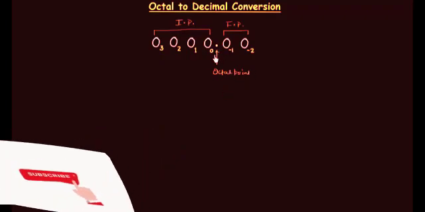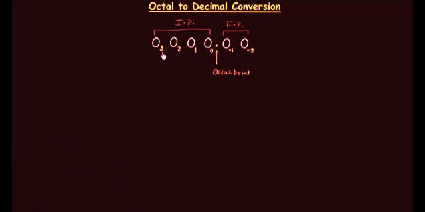When we move from right to left, we will have 0, 1, 2, 3 and so on as the positions. And when we move from left to right, we will have minus 1, minus 2 and so on as the positions. In order to find out the decimal equivalent of this octal number, we have to multiply the coefficients, O0, O1, O2, O3, O minus 1, O minus 2, by their weights. So let's start with it.